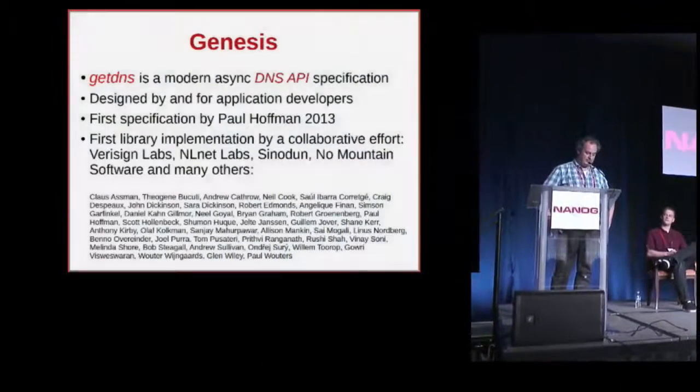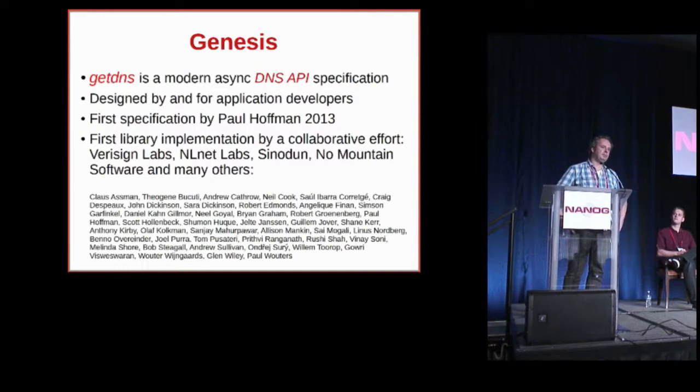So Stubby originated from the development work on getdns. And getdns itself originated from the IETF. There was some discontent among the application developers at the IETF with the state of the DNS libraries. They said those DNS libraries are made by and for DNS people and not for application developers. So they decided we create our own specification. And that became the DNS API specification.